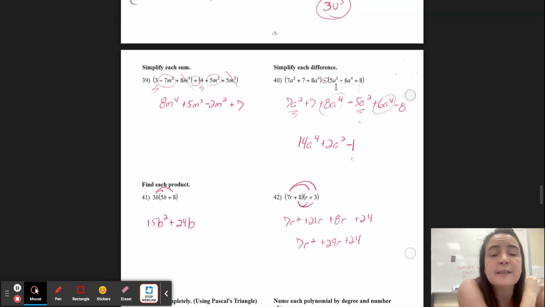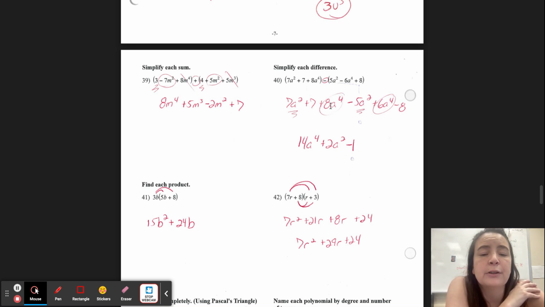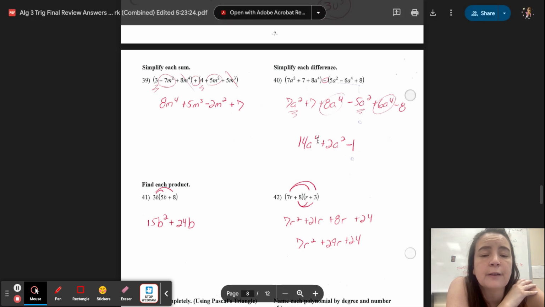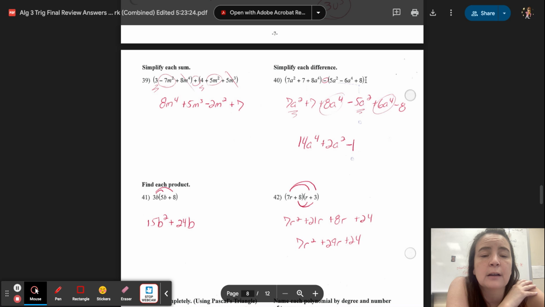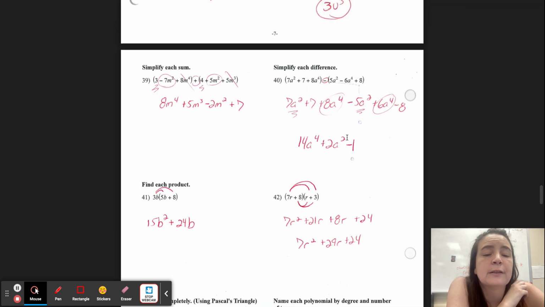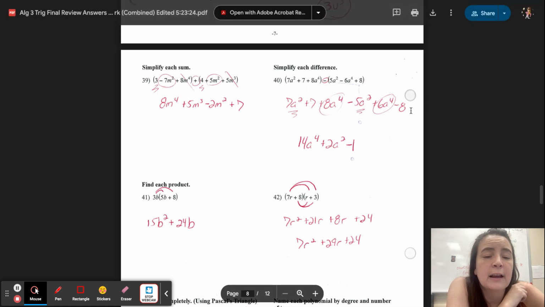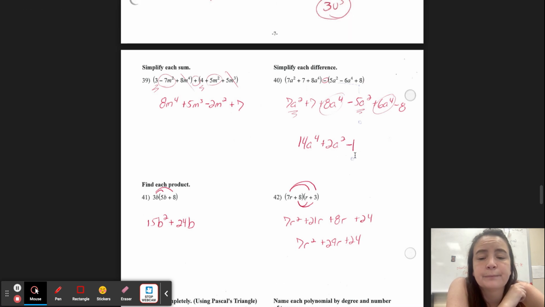For number 40, this is subtraction, so please make sure that you go ahead and distribute that negative. You see me doing that here. And then again, we're just combining friends. So I happen to have 8a to the 4th and 6a to the 4th, so that's where I got the 14a to the 4th. I have the 7 and the -5 here with the a squared, so that ends up becoming 2a squared. And then I have the 7 and the -8, so that becomes -1.